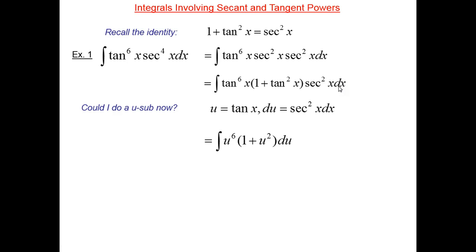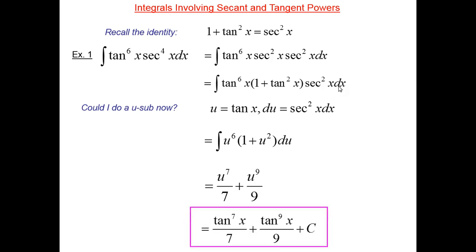And if we were to distribute and find the antiderivative here using power rules, we would simply get u to the 7th over 7 plus u to the 9th over 9. And then, of course, don't forget to change u back to tan x. And there's our antiderivative.